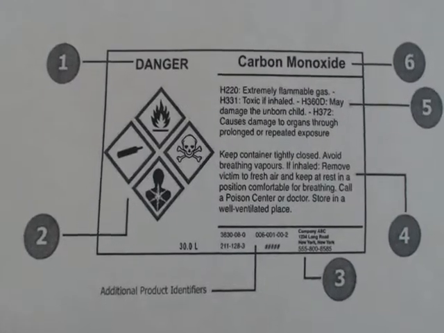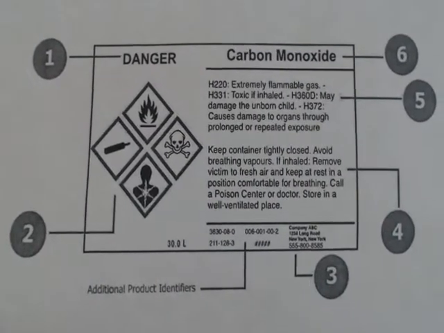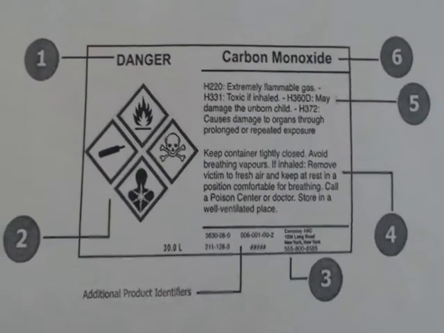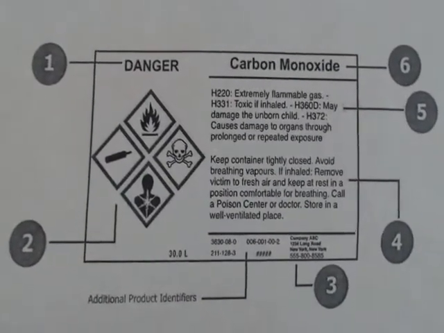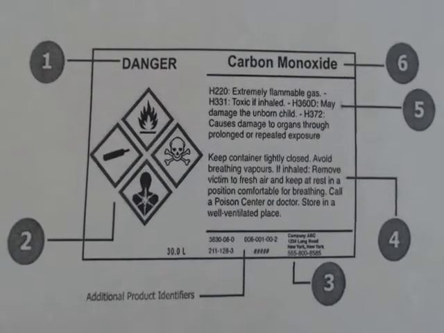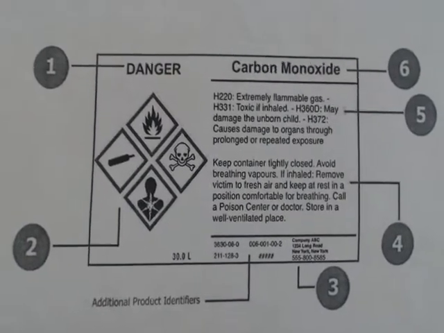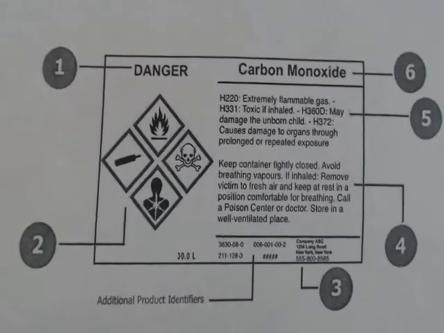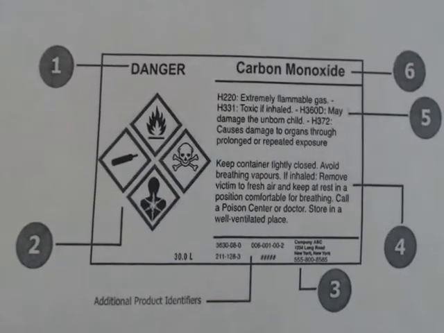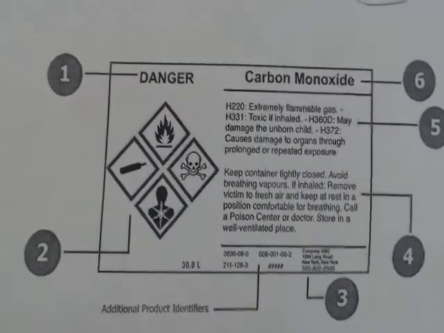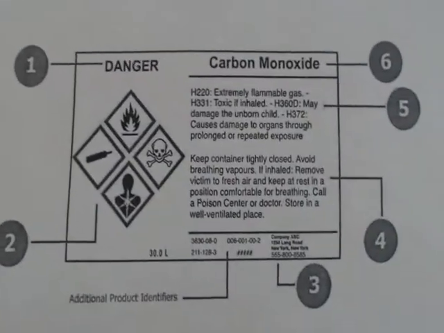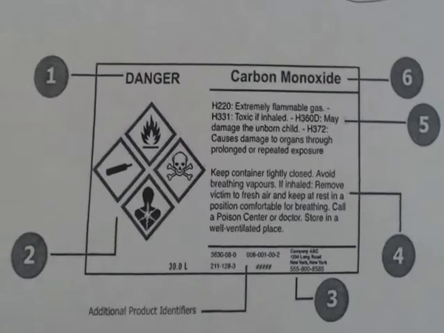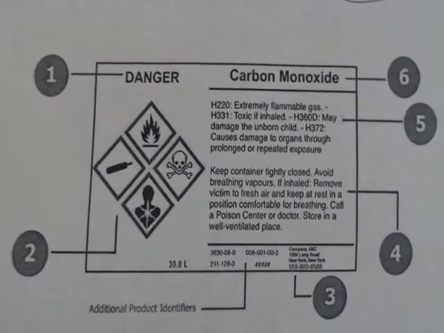Number 5, up above, is a hazard statement. It just describes the nature and the degree of the hazard of this product. And then we get back again to the name of the product, and of course in this case it's carbon monoxide. Now, I think it's pretty interesting that all of the labels that are going to be coming out on products should have this information on it.